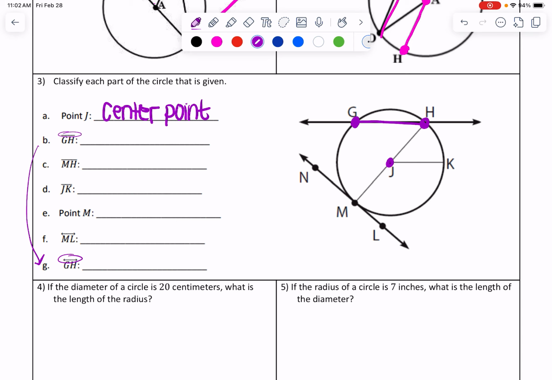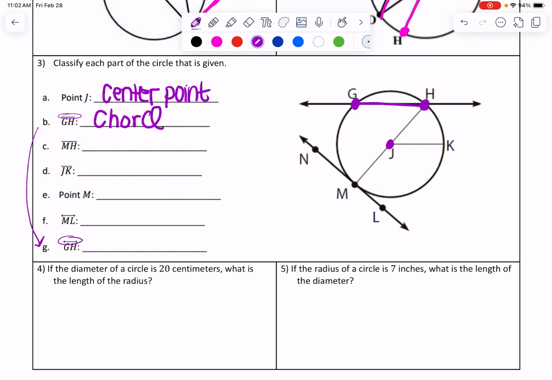So if I'm just looking inside the circle at what I highlighted, it doesn't go through the center and it stays inside, that's going to be a chord. Let's just jump to G. If I extend it so that it has the arrows, that would be the full length from here to there. It goes outside the circle and touches twice, that would be a secant. Then M to H, you have to look at the notation. It goes from here to there, goes through the center, and has two endpoints. That will be your diameter.